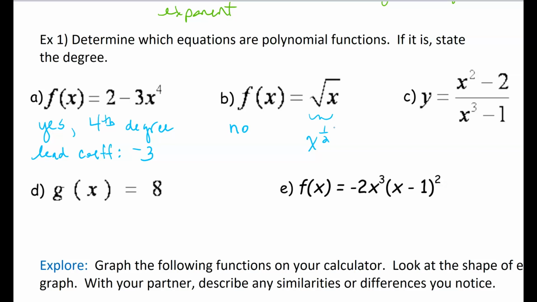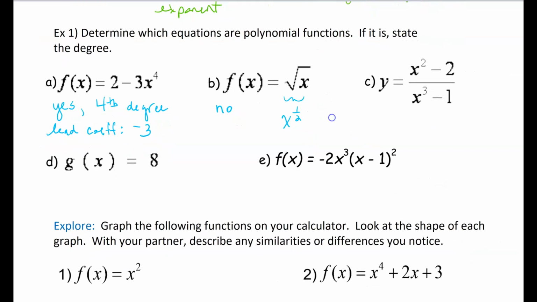And don't worry if you don't know that yet. We've got a whole section coming. So again, it comes down to the degree has to be a non-negative integer value. And this is not an integer value. Okay, how about in C? We've got x squared minus 2 over x cubed minus 1.